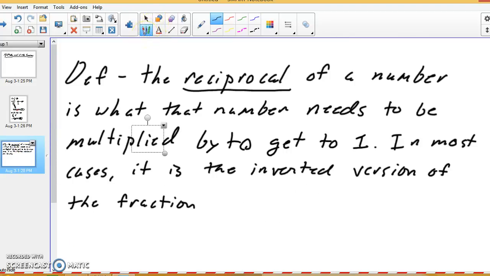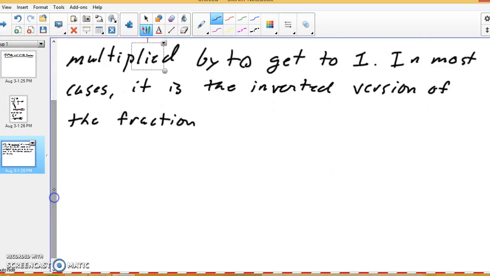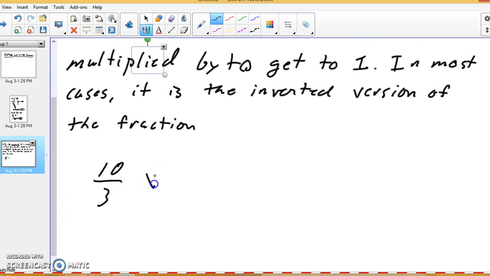Dividing fractions is a little bit different. So, to divide fractions, we have to find what is called the reciprocal. So I'm going to introduce the idea of a reciprocal. The reciprocal of a number is what that number needs to be multiplied by to get to 1. In most cases, it is the inverted version of the fraction. So, that might sound a little confusing. So let's say we have 10 divided by 3. Well, 10 divided by 3 multiplied by what gives us 1?